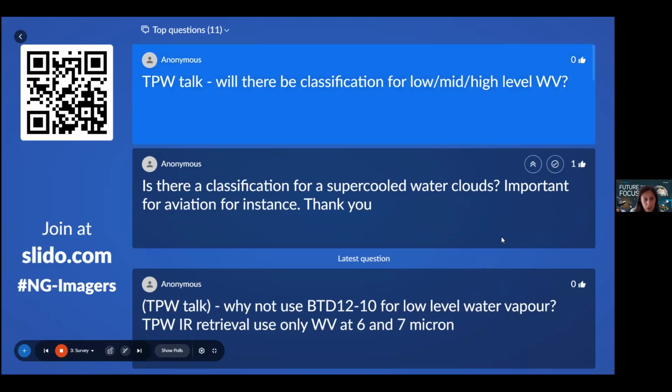The only quantity that is given in the product is the total integrated water vapor all over the atmospheric layer.